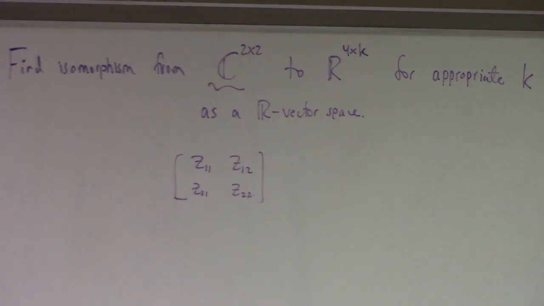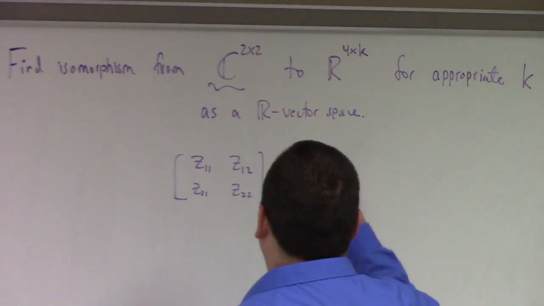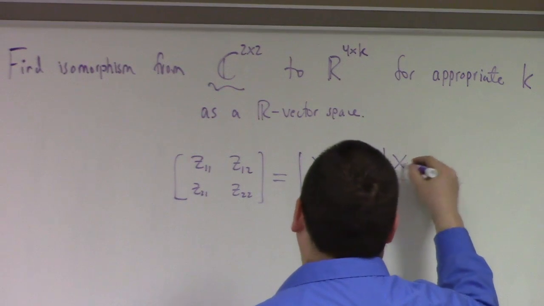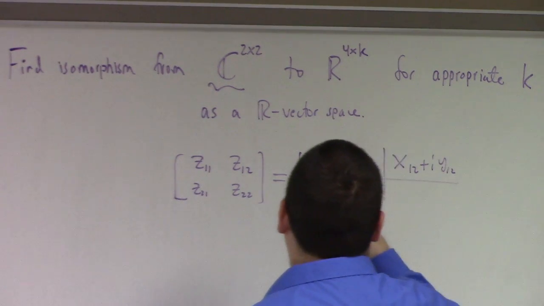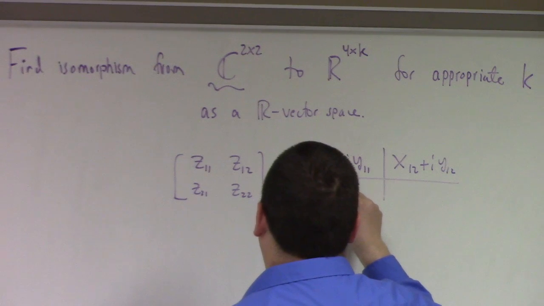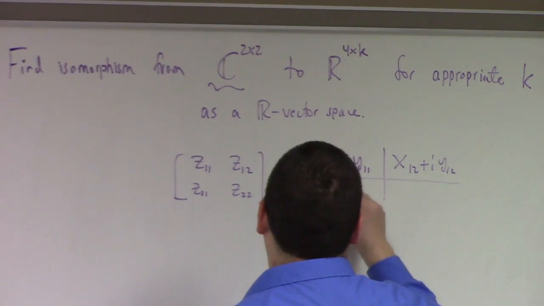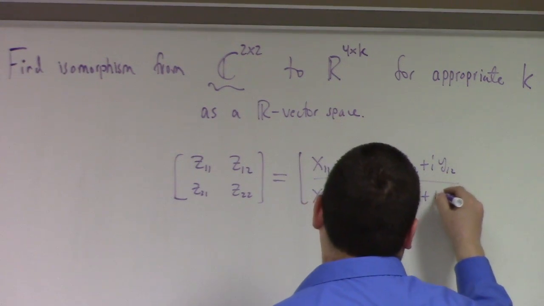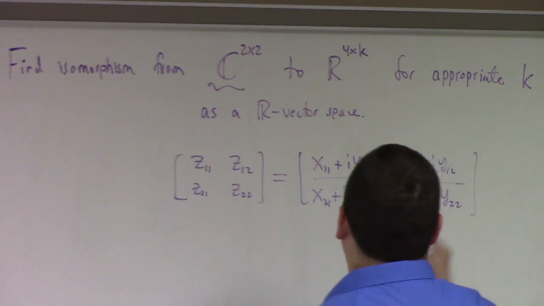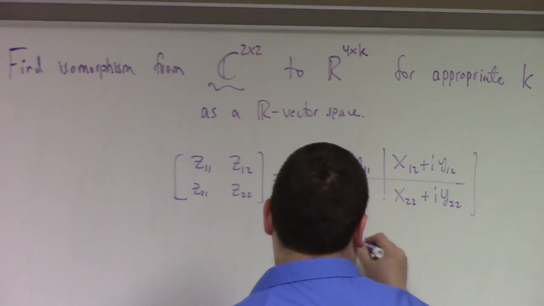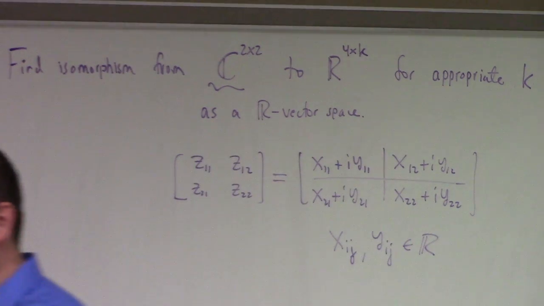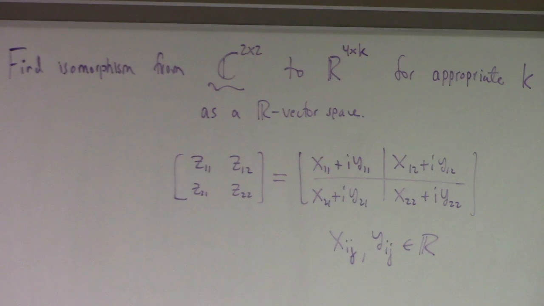They're independent. So we could write this as x11 plus iy11, x12 plus iy12, x21 plus iy21, and then x22 plus iy22, where the xij and yij are reals.